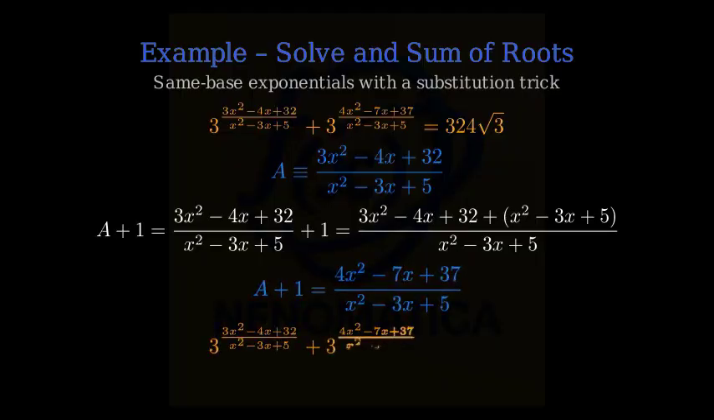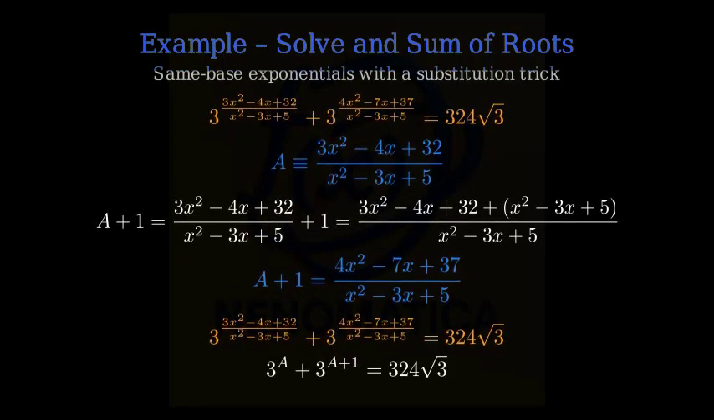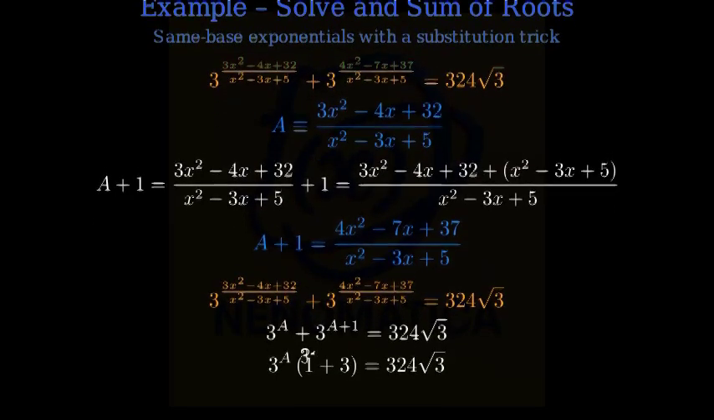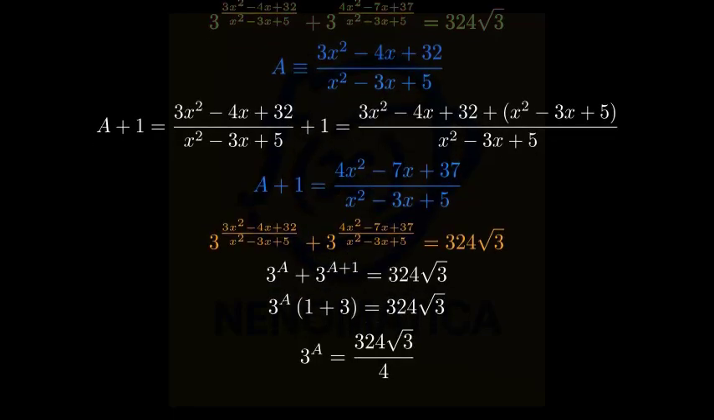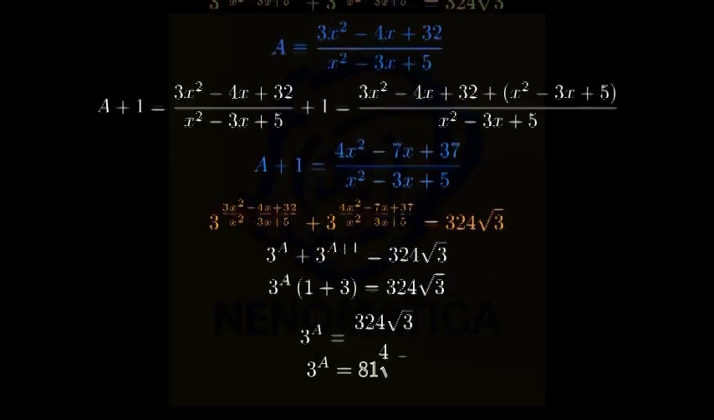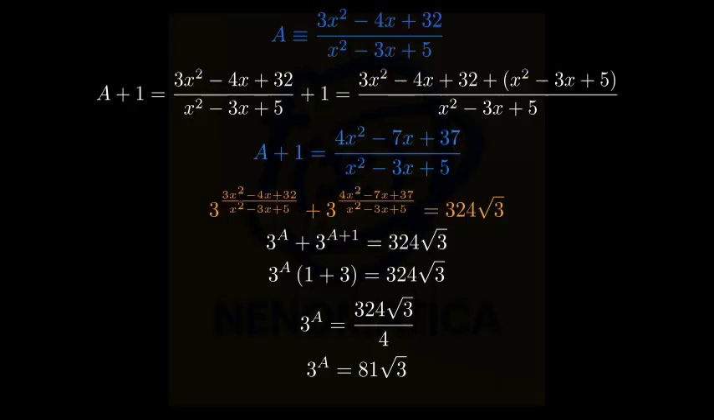Step 2. Substitute into the original equation. We get 3 to the a plus 3 to the a plus 1 equals 324 times root 3. Factor 3 to the a. Divide both sides by 4 to isolate 3 to the a. Write 81 root 3 as 3 to the 4th times 3 to the 1/2.